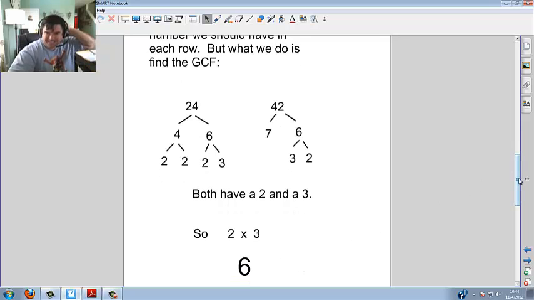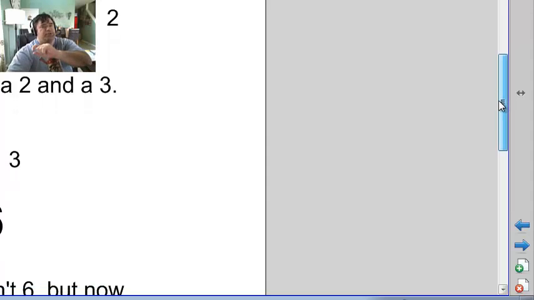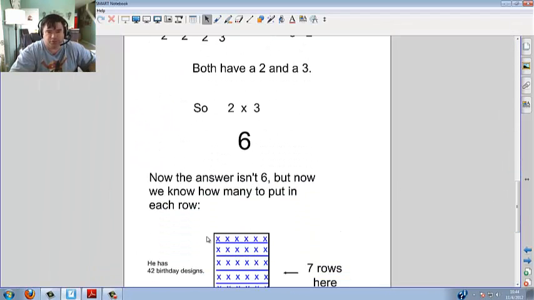But be careful. 6 is not the answer. What 6 is, is how many I can put across on each row. Each row can have 6 across. If I want to be able to have them go all the way across without having an overlap or one extra, I want to have 6, 6, 6, 6, 6, 6 all the way down. The only question is how many rows will I now need? And that's what I need to know. As I said, it's not 6, but how many I put in each row.